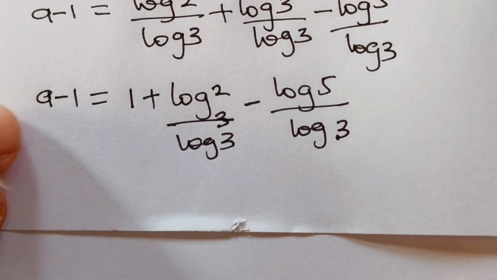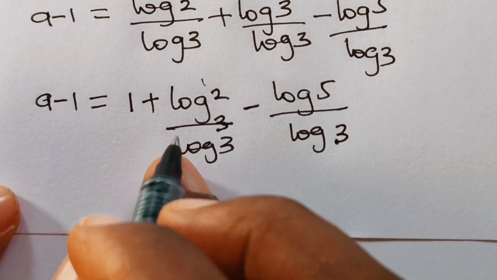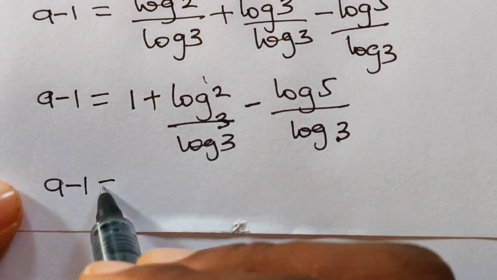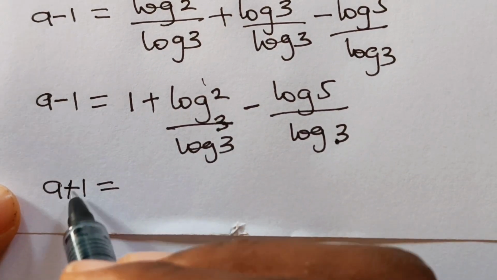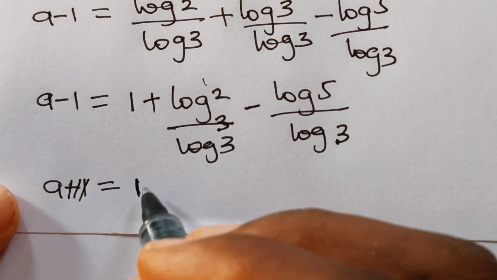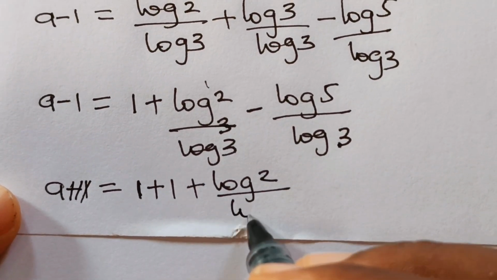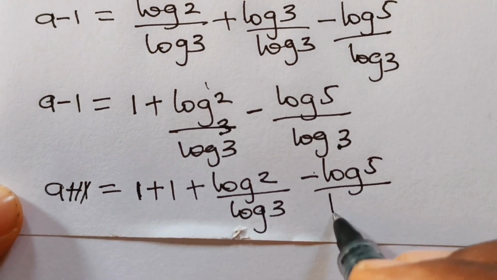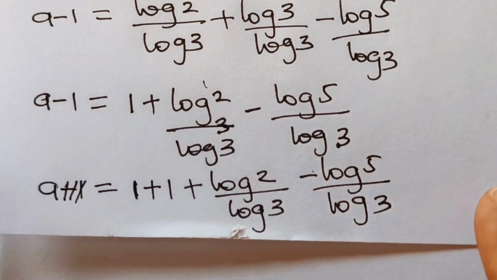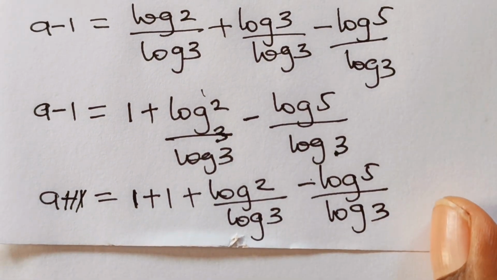But we have minus 1 here, so let's transfer it to this side. When we do that, a minus 1 becomes a, because we add 1 to this side and remove it from here. So a is equal to 1 plus 1, then plus log 2 divided by log 3 minus log 5 divided by log 3. 1 plus 1 will give us 2. So this is what we will have right now.